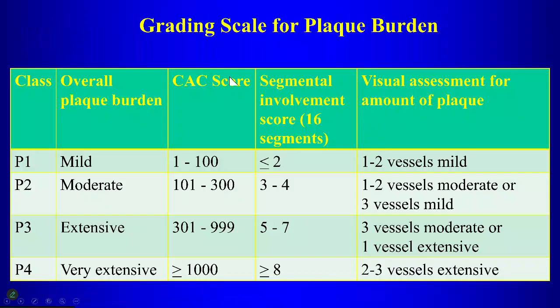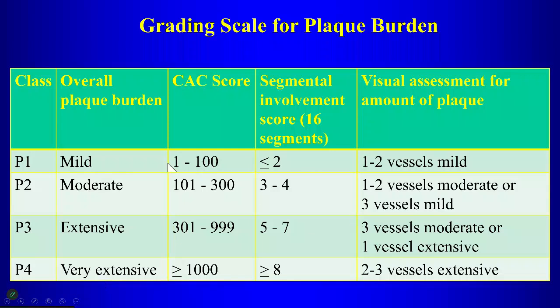Now, there's also an evaluation of the plaque burden, and these are used with these modifiers P1, P2, P3, P4, whether it's mild, moderate, extensive, very extensive. This I don't expect you to know, right? But this is put in your report when you are reporting the results of a cardiac CT. The easy way to assess this is to just look at your calcium score.